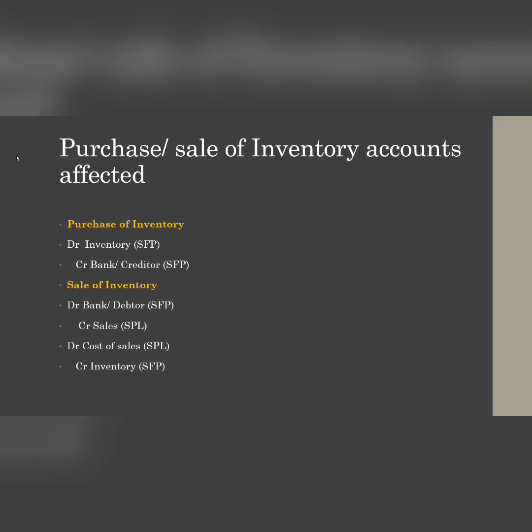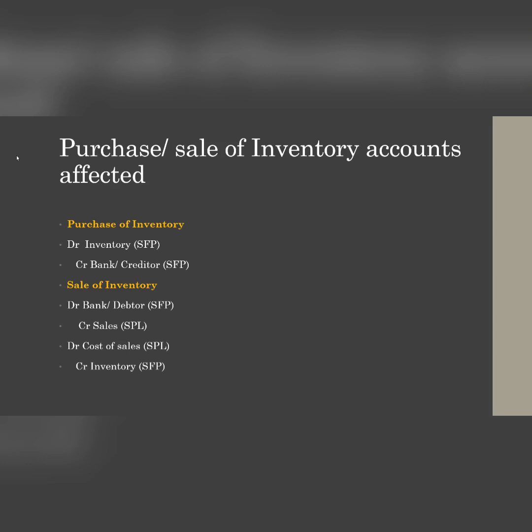Okay, it's a good idea to put the components also. Like for example, SFP is statement of financial position, SPL is statement of profit or loss, OCI, statement of changes in equity. It all depends on what the scenario asks you. And then I will also say credit bank or creditors.